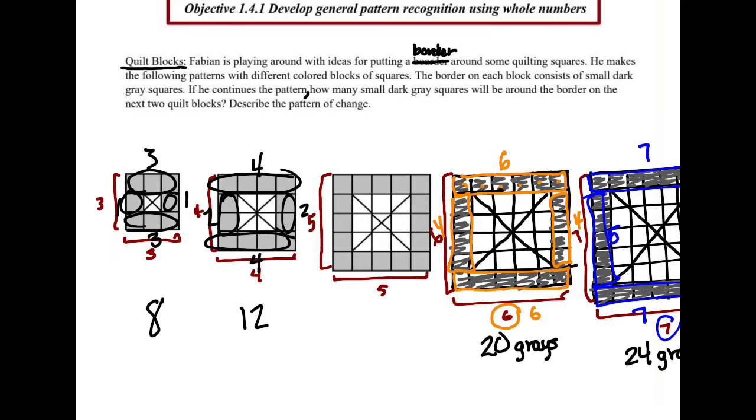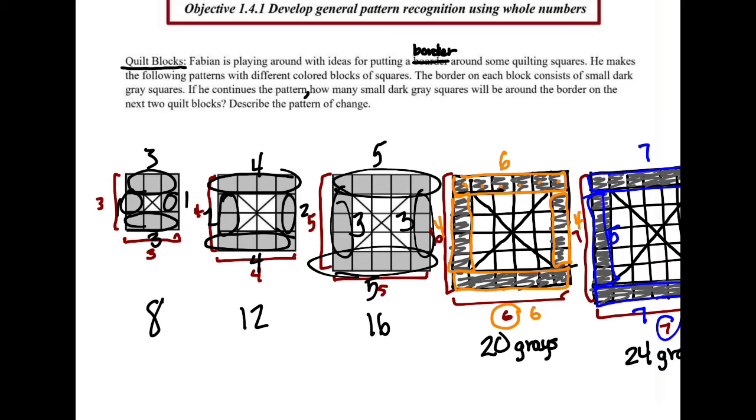Okay, the next one we have 5, 5, 3 and 3. 5 and 3 is 8. 8 and 8 is 16.